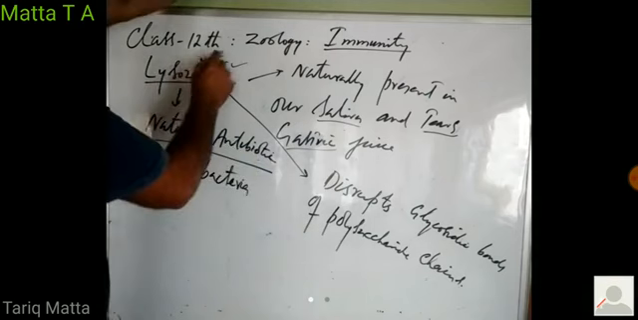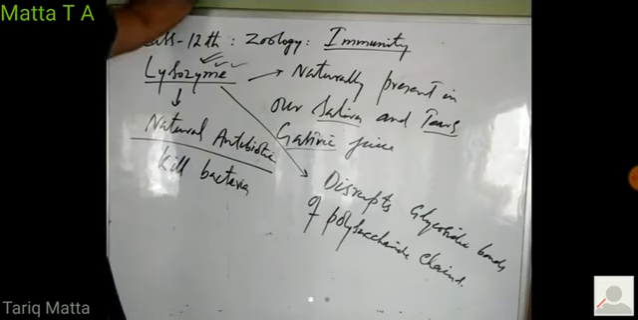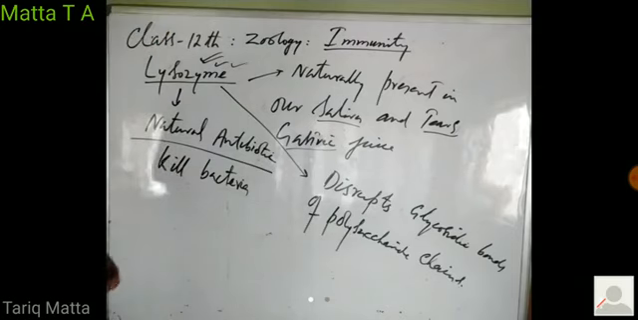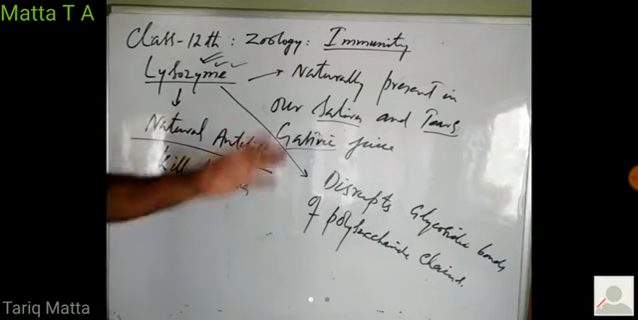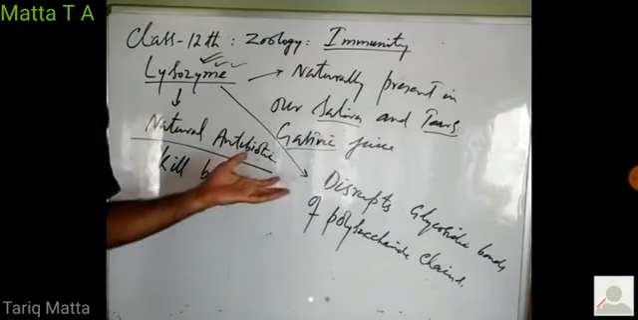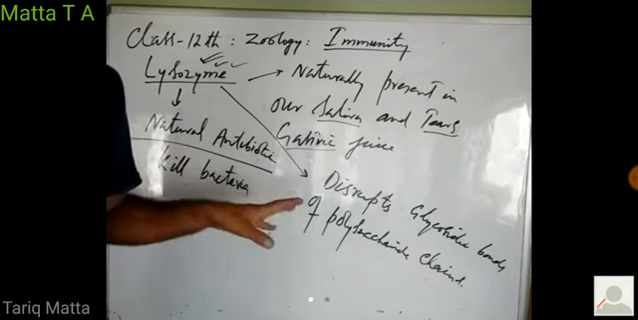So this antibiotic is naturally present in our saliva, tears, and alimentary canal secretions. So it protects us from the entry of bacteria. It protects us from the entry of pathogens, right? So this also provides us immunity, and it is a component of innate or non-specific immunity, right? So that is all about innate or non-specific immunity.